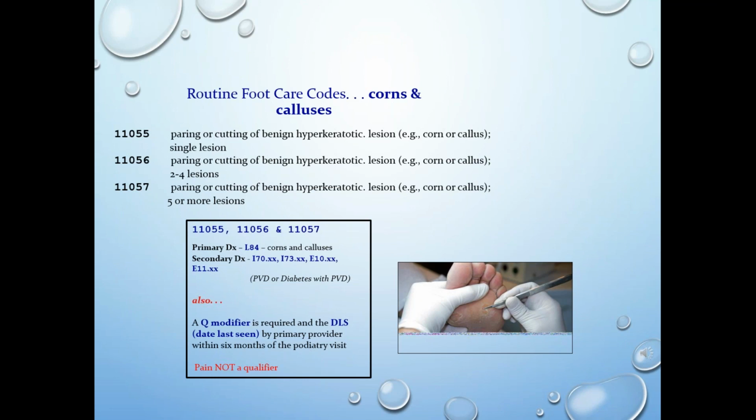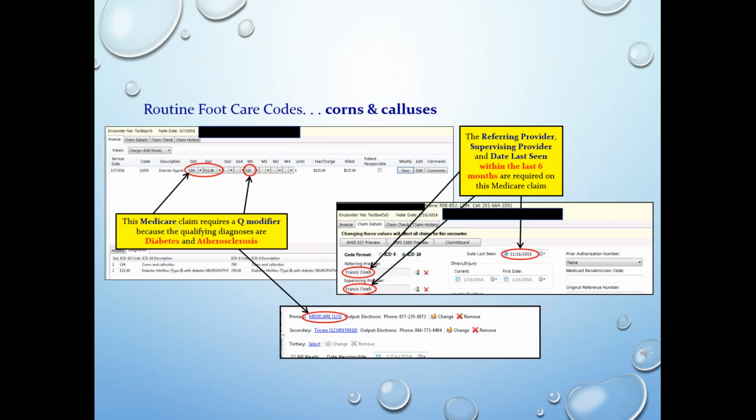So 11055, 56, 57 as a primary diagnosis, L84 for corns and calluses, along with your at-risk foot care secondary diagnosis, PAD, PVD with diabetes possibly. Remembering those Q modifiers along with the date last seen with the primary care physician is required for payment of these. And pain, as I said earlier, is definitely not a qualifying diagnosis here.